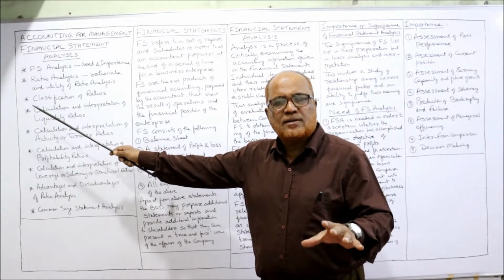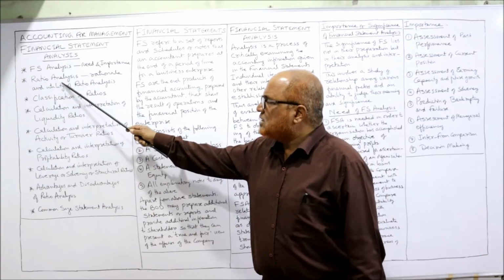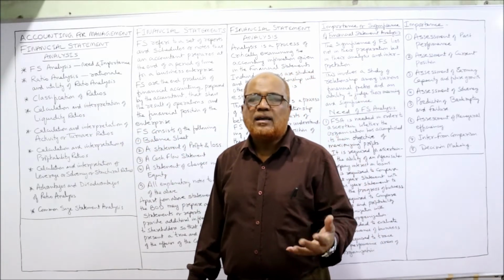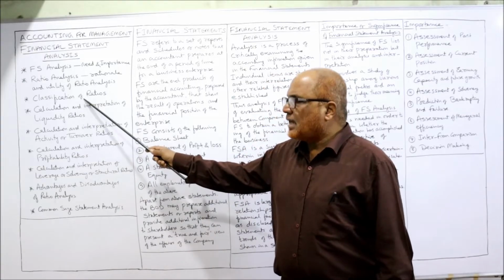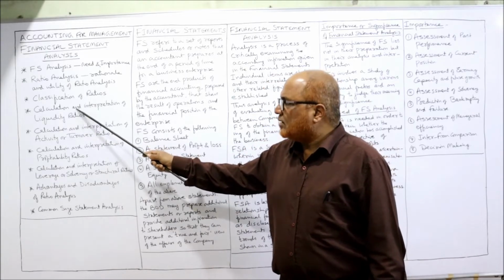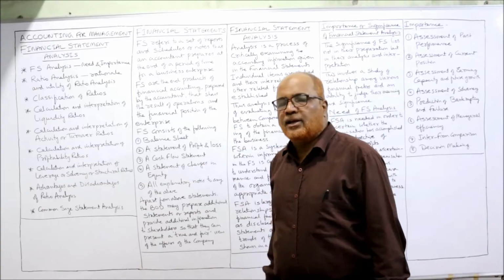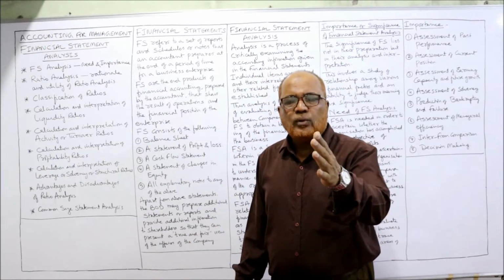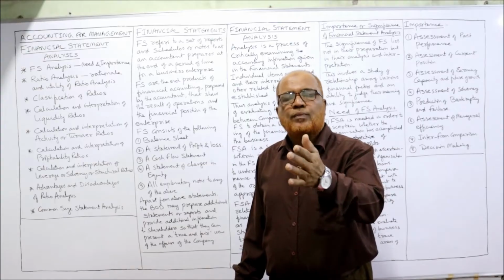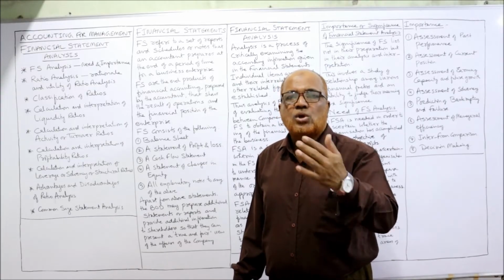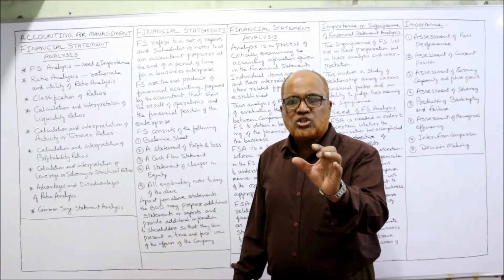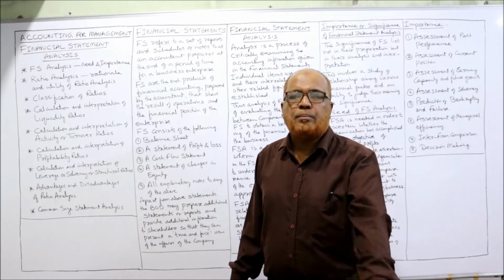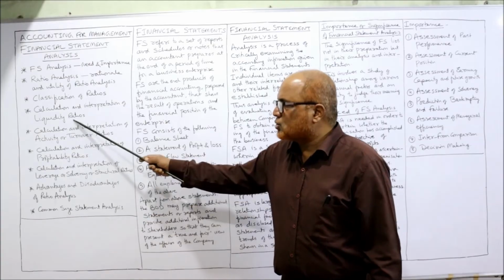So in this unit, I am going to explain what is ratio analysis, rationale and utility of ratio analysis. Why is ratio analysis applied? Classification of ratios, then calculation and interpretation of liquidity ratio. All the ratios are divided into 4 categories: liquidity ratio, activity ratio, profitability ratio, and solvency ratio. For each type of ratio, what is the formula and how to give the interpretation of those ratios?